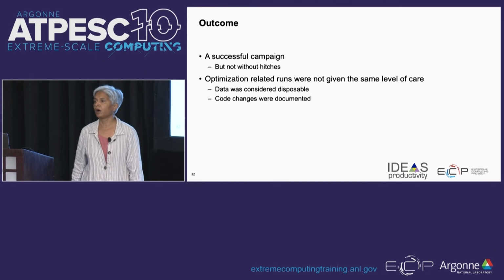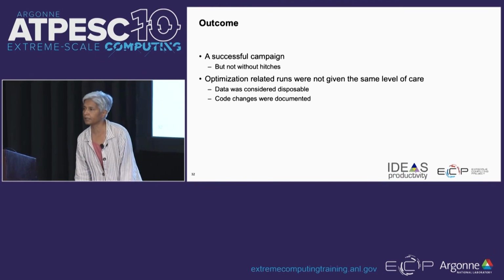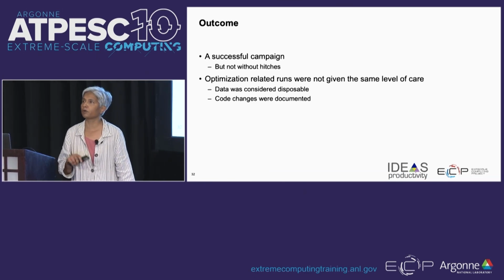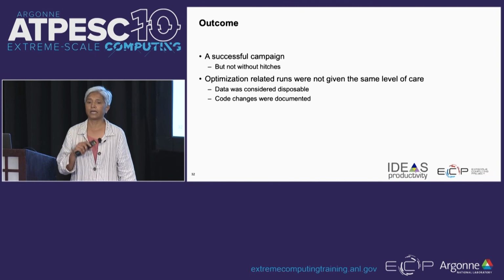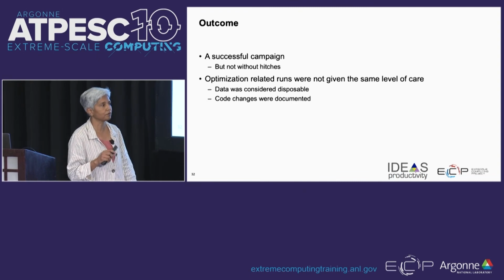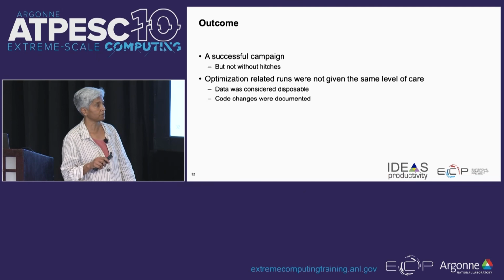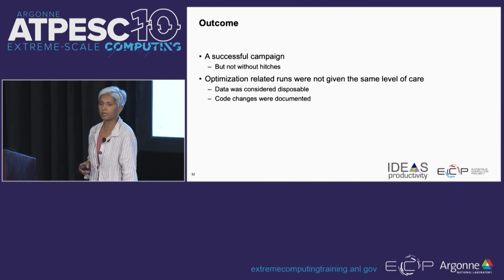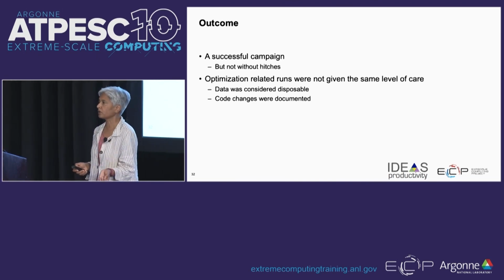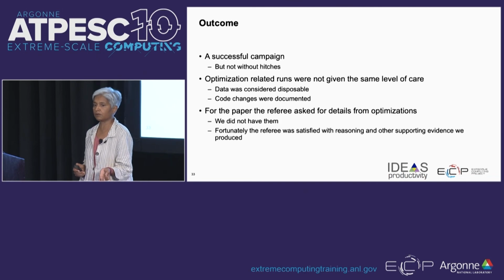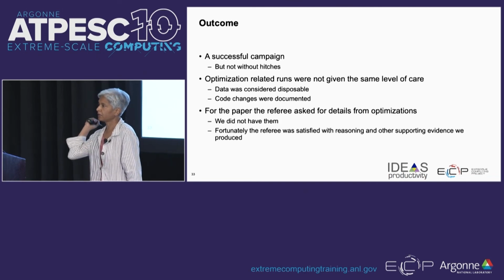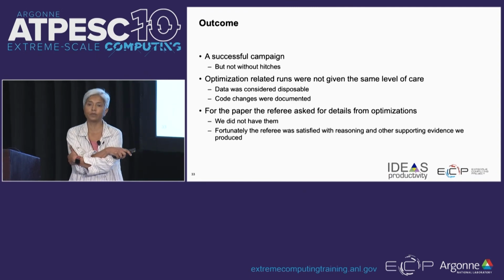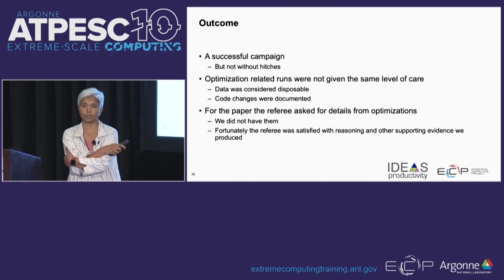The outcome of all of this planning was, of course, a successful completion, but that was not without hitches. One of the hitches we found out soon enough was that we did not give the same level of care to the runs that we were doing for optimization. So we were not saving all of the data because that data was considered disposable. All that we did was document the code changes and not save the data. So when we wrote this paper, the paper that was the reference, the referee asked for details from optimizations, and we did not have the data that the referee was asking for.